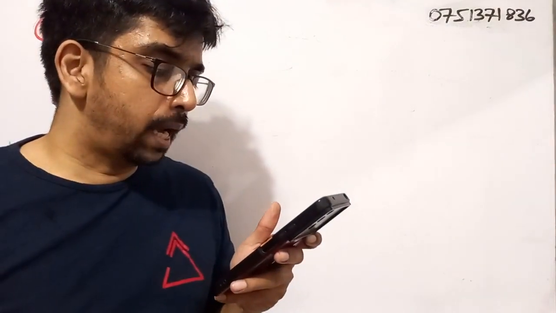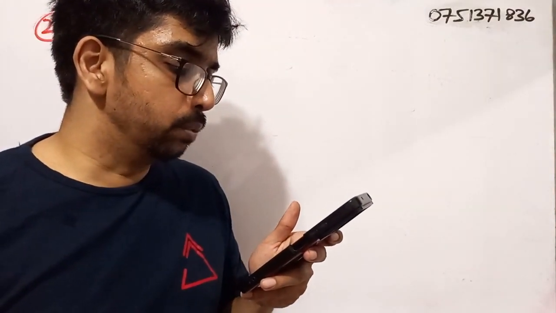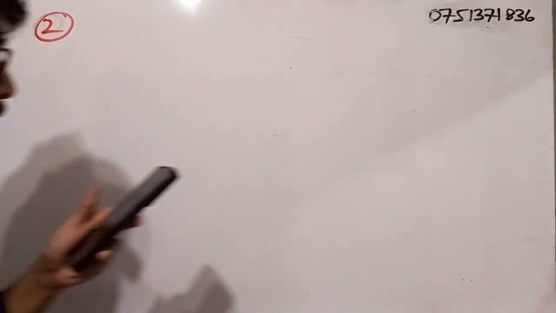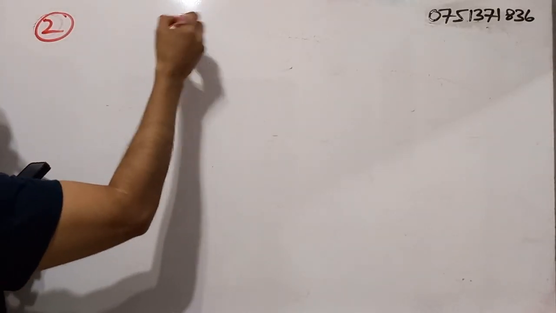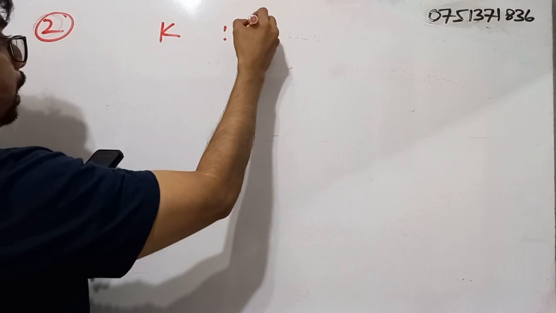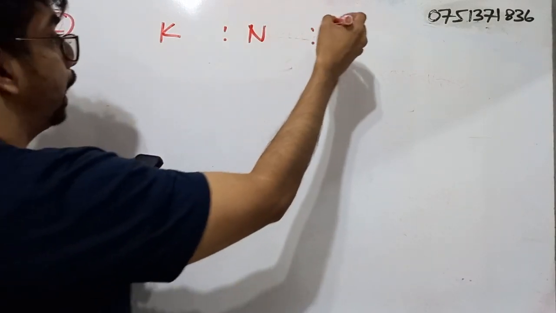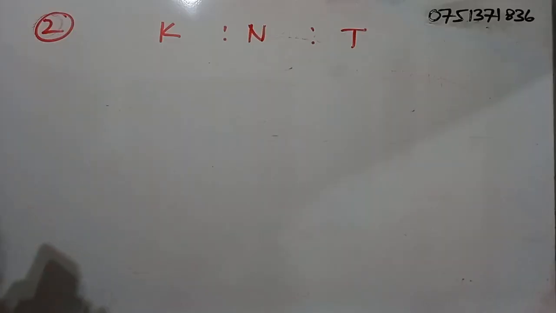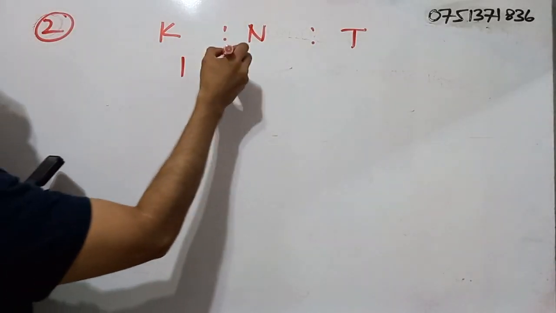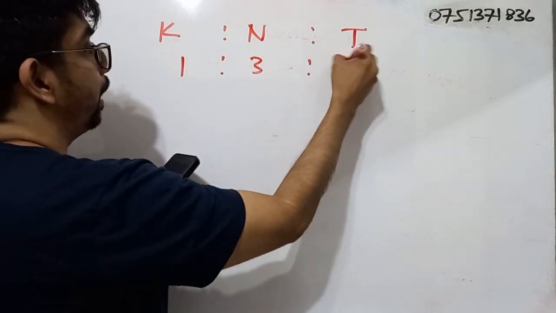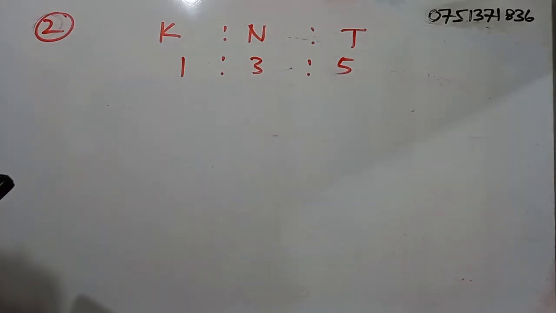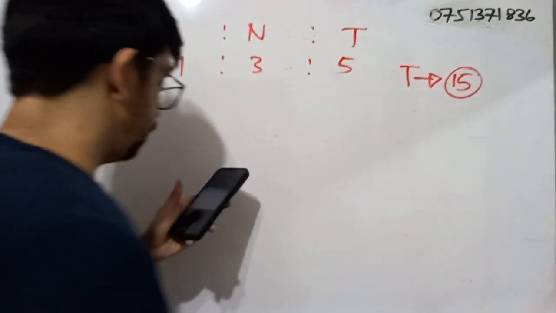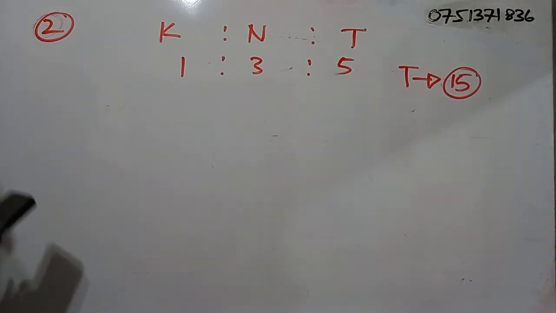Question number 2. Kamalini, Nimal and Tharaka divided several Veralu, within brackets olives, among themselves in the ratio 1 to 3 to 5. So we have Kamalini, then we have Nimal, then we have Tharaka. So I have put KNT. So the ratio is 1 to 3 to 5. If Tharaka received 15 Veralu, how many Veralu did Kamalini receive?